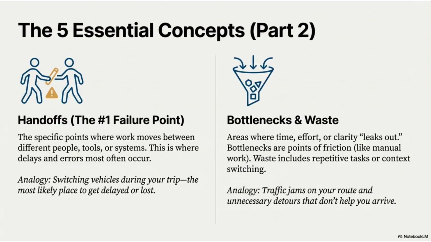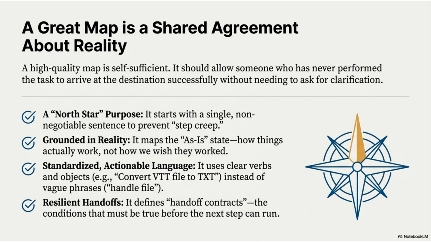The final two concepts are handoffs, the number one failure point where work moves between people or systems, and bottlenecks and waste, areas where time, effort, or clarity leak out, like manual work and repetitive tasks. A great map is a shared agreement about reality, not how we wish things worked.